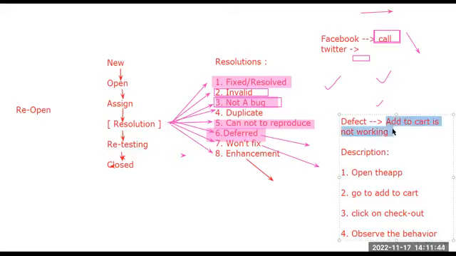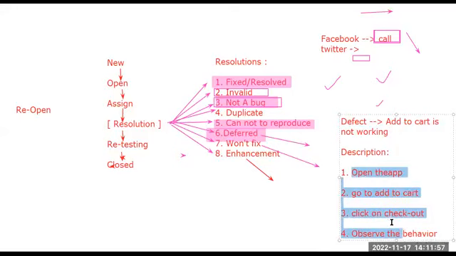No, sir. No, right? Because steps are missing. There are no proper steps. It's confusing to the developer. The developer is not understanding where exactly the defect is. Some information is missing. So if something is not proper in your defect, then they can say it's a cannot reproduce.